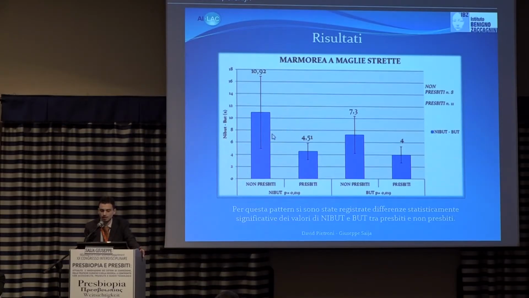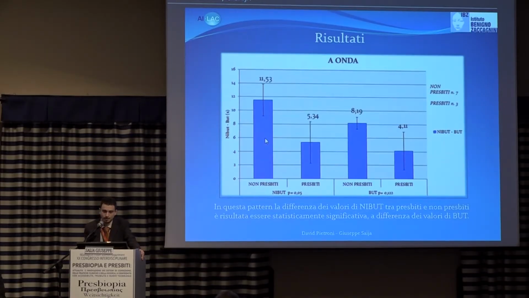You may observe that if you look at NIBUT, for example, you go from 11 seconds to almost 4.5 seconds on average. But standard deviation is very high in this case. As for the wave pattern, the trend was similar. Presbyopes had lower average values for NIBUT and BUT, but the reduction was only significant for NIBUT.